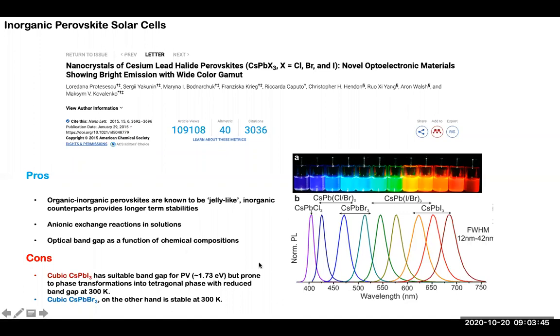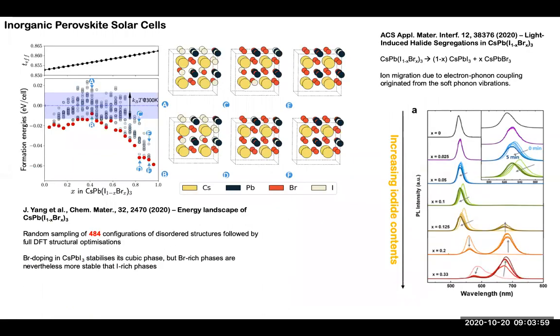On the other hand, if you look at cesium lead bromide, it has a cubic phase that's stable at room temperature, but the band gap is not really desirable in this sense. So what people are trying to do is use something called compositional engineering, or if you prefer, just doping by changing the halogen composition, to manipulate the properties of halide perovskites.